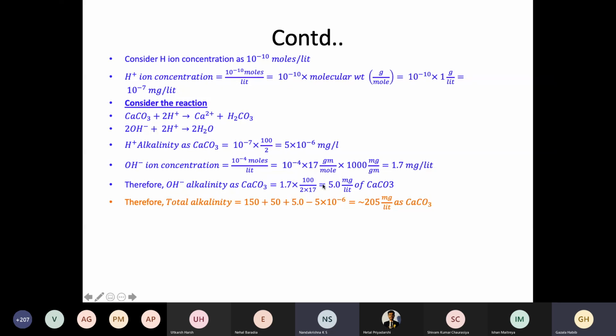However, this is how the OH minus ion alkalinity can be calculated, and therefore total alkalinity will be equal to carbonate plus bicarbonate plus OH minus minus H plus, right? So this is the approximate alkalinity in terms of CaCO3.